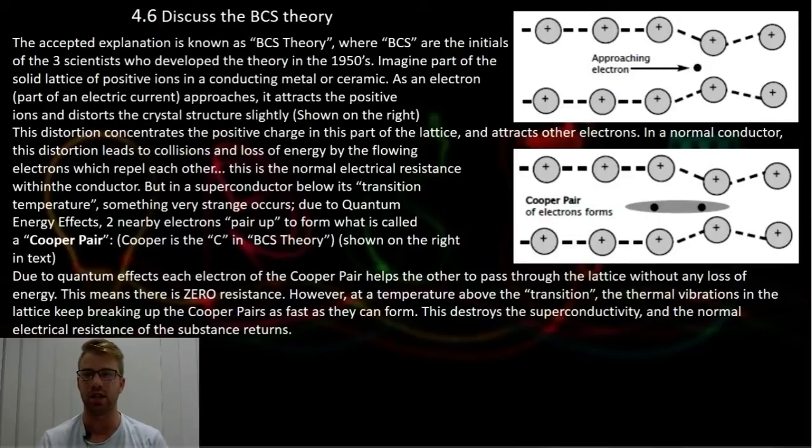Imagine part of the solid lattice of the positive ions in a conducting material or ceramic. As an electron approaches, it attracts the positive ions and distorts the crystal structure slightly, as shown on the right. And you can see there that the approaching electron moves the positive ions closer to that charge. This distortion concentrates the positive charge in this part of the lattice and attracts other electrons.